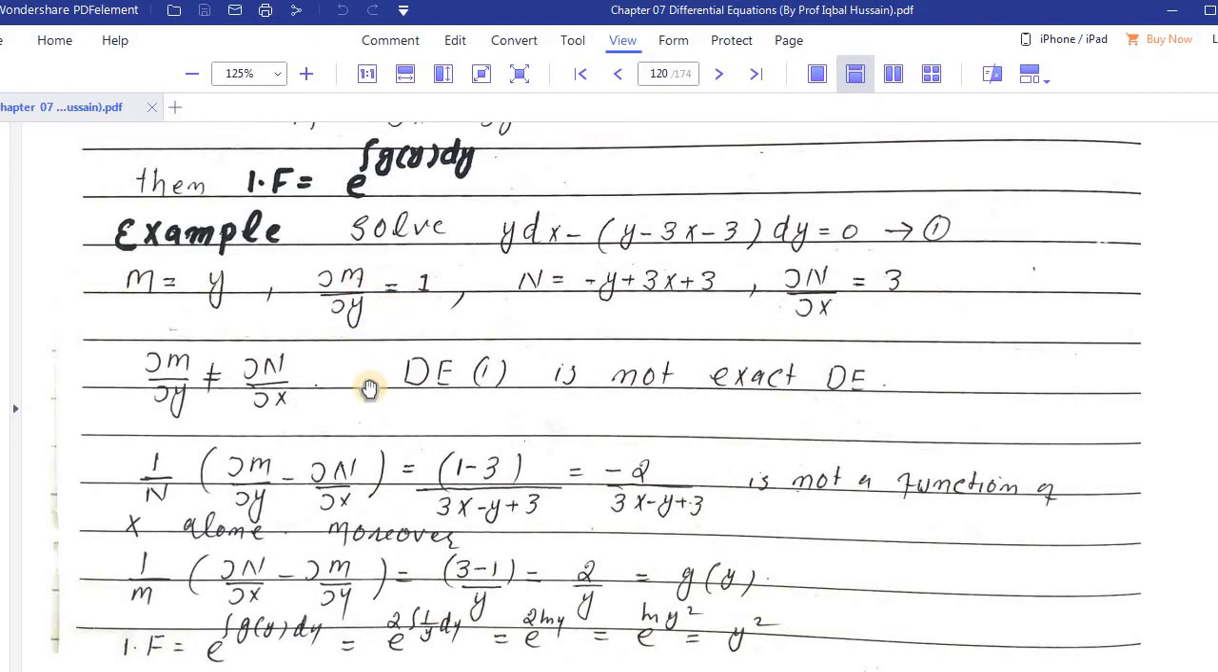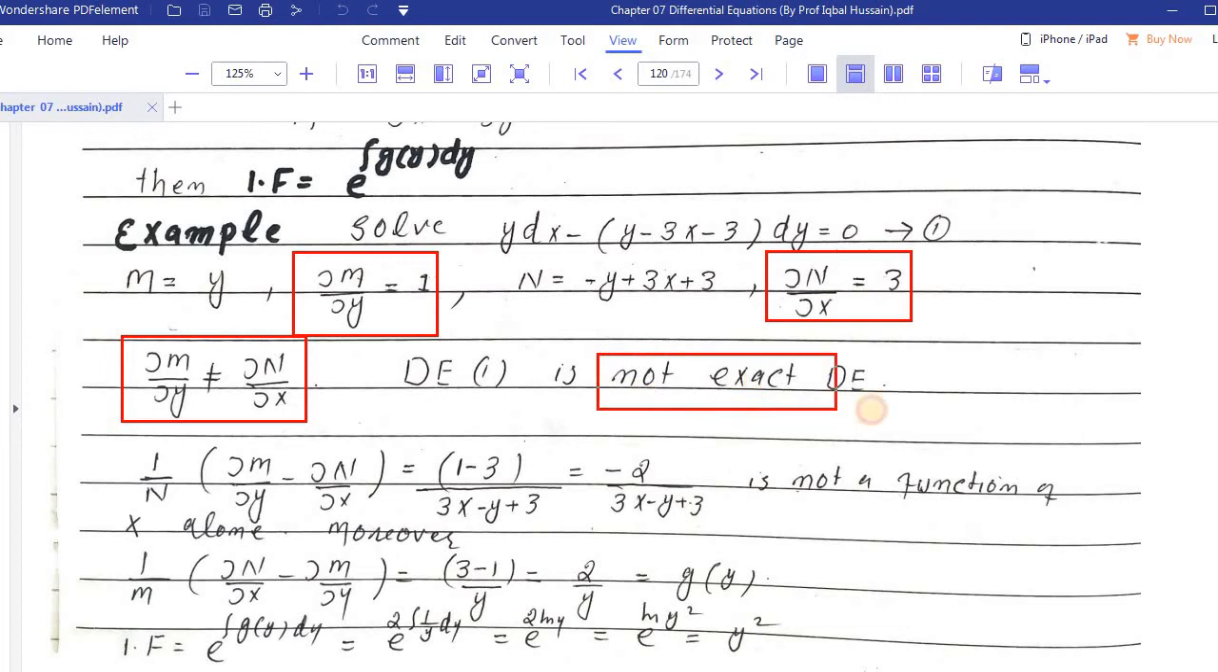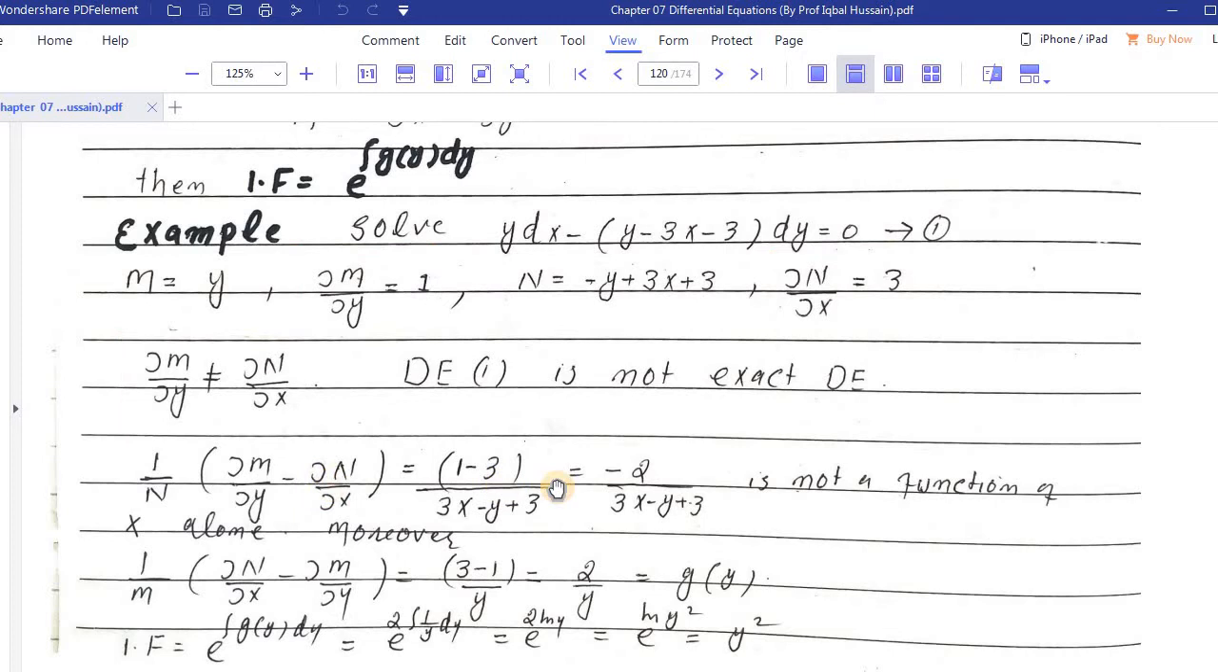Now compare the results. Here we have del N over del x equal to 3, and here we have del M over del y equal to 1. Both the values are unequal. Since the necessary condition is not satisfied, the differential equation is a non-exact differential equation. Now we have to use either rule 3 or rule 4. This is rule 3. Now we have to calculate the value.